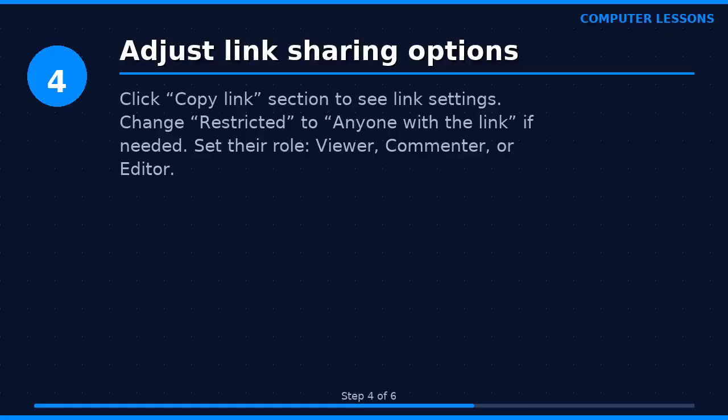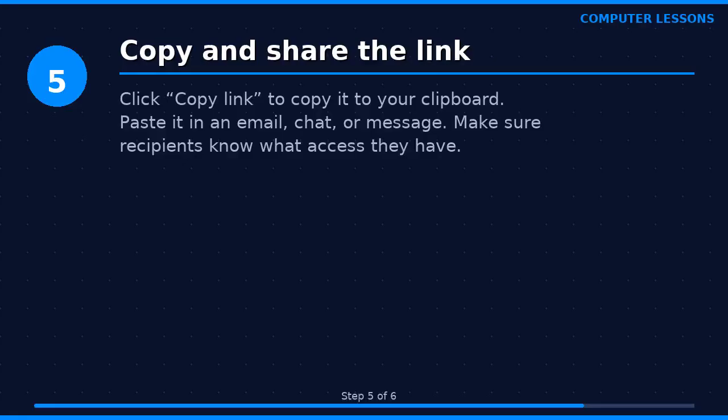If you'd rather toss a link, look for that Restricted area, switch it to Anyone with the link, then decide if folks can view, comment, or edit. Click Copy link, and now you can drop it in an email, a chat, wherever your squad hangs out. Maybe add a quick note so nobody's surprised by their permissions.